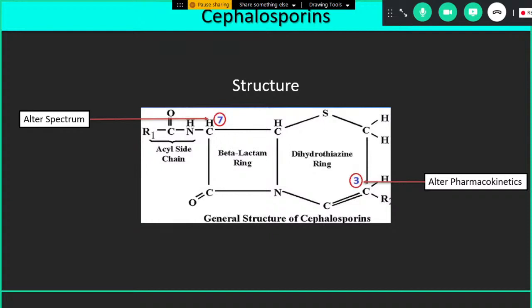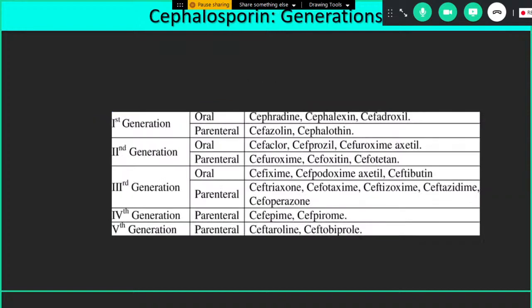we knew this, and we tried to alter these side chains at these 3 and 7 carbon atoms, and therefore a huge number of cephalosporins are produced. I have already told you that they are from 1 to 5 generations, but in each generation there are a lot of cephalosporins, and it is truly very hard to remember all these cephalosporins in one generation. So a lot of cephalosporins are produced.